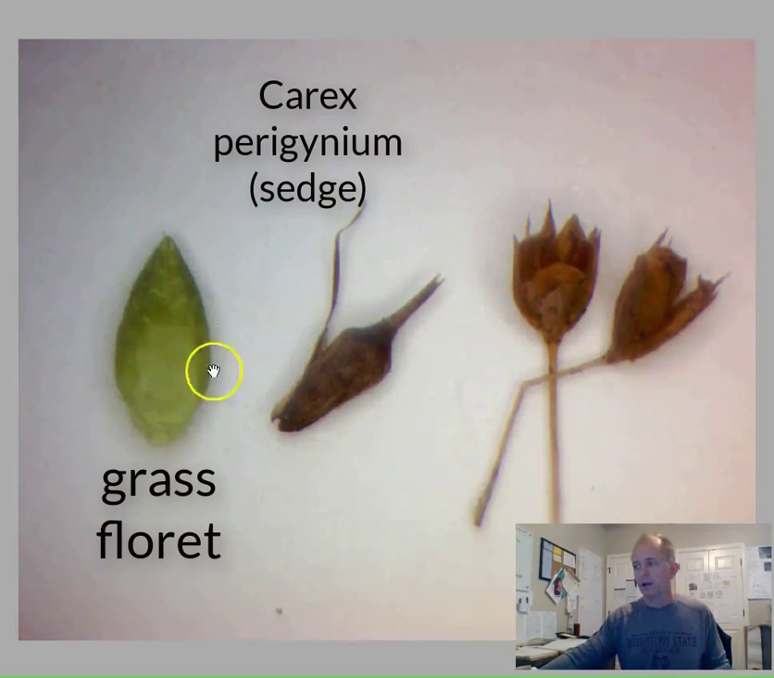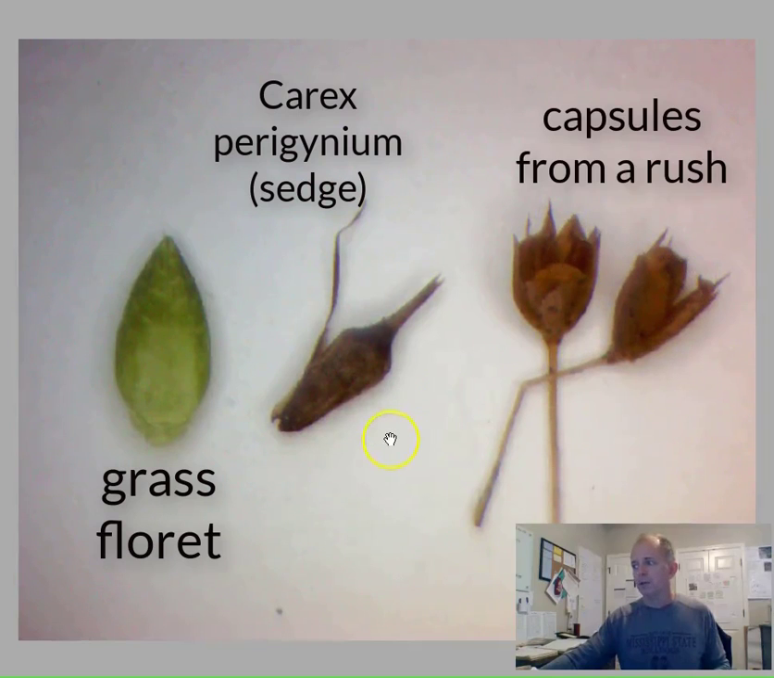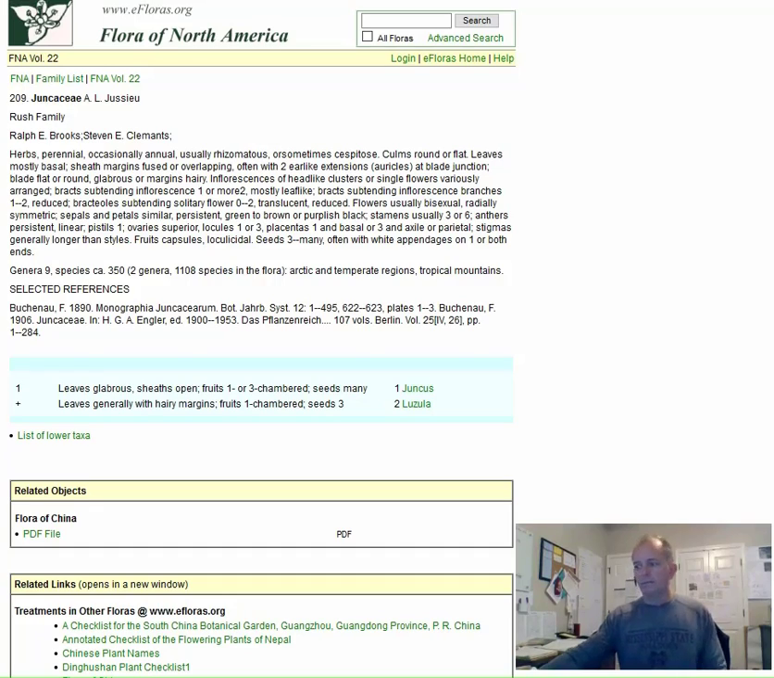So this was from Brachiaria or Urochloa. This was from the Carex. And then over here are a couple of capsules from a species of Juncus from the rush family, the Juncaceae. All right, so there's a little overview of these 3 families, what the fruit look like, the sorts of things that you're looking for when you try to identify a specimen from one of these 3 families.